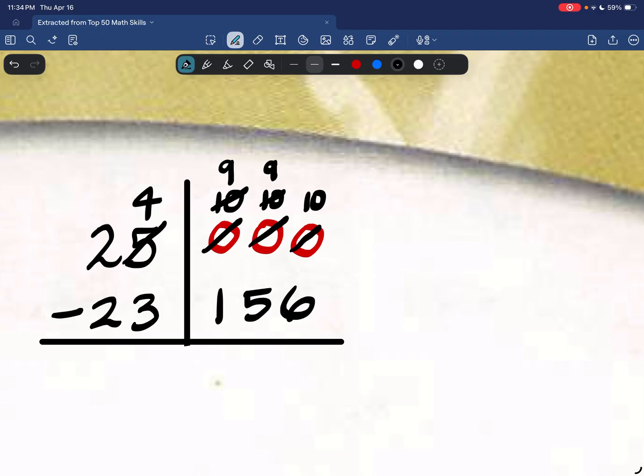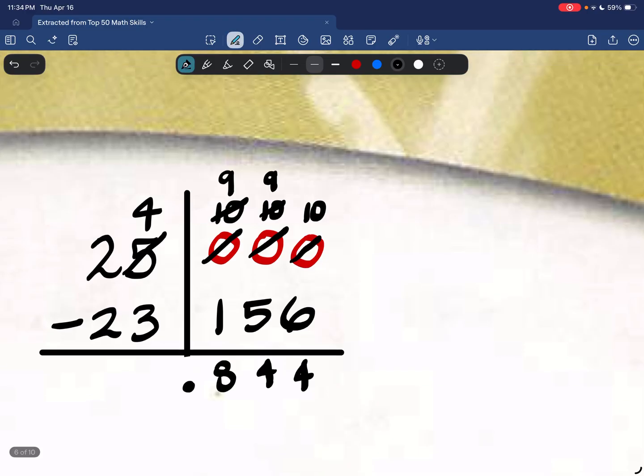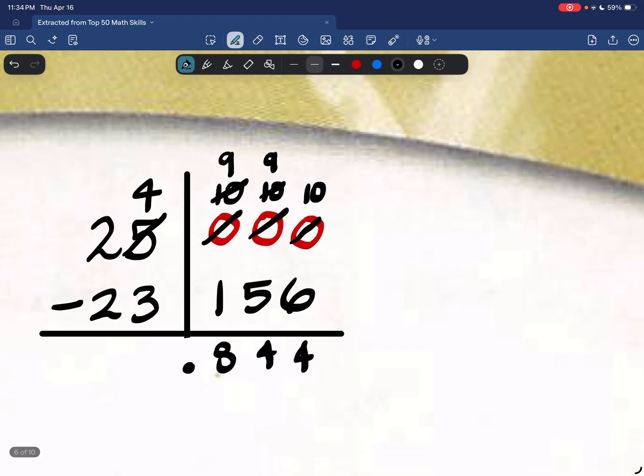10 minus 6 is 4. 9 minus 5 is 4. 9 minus 1 is 8. There's my decimal point. And 4 minus 3 is 1. That is the answer that I will grid here.